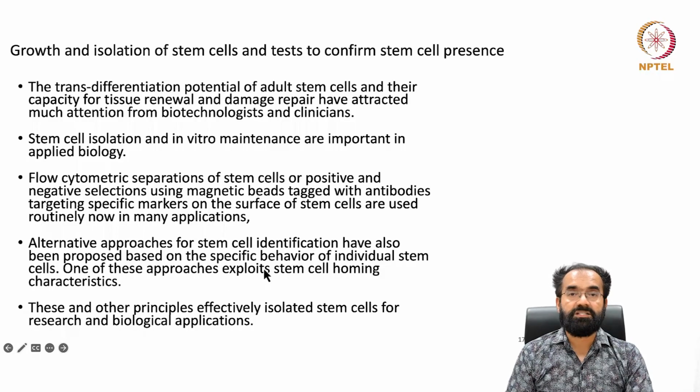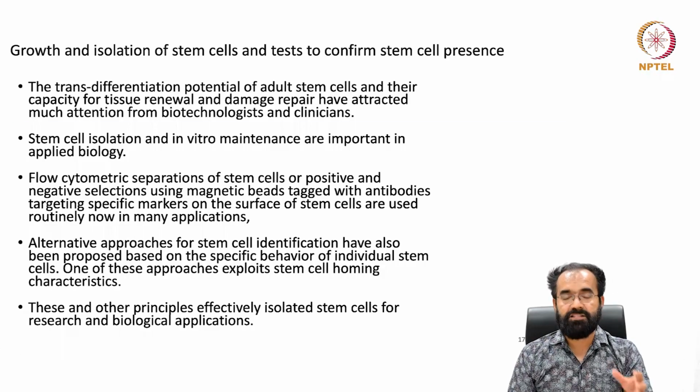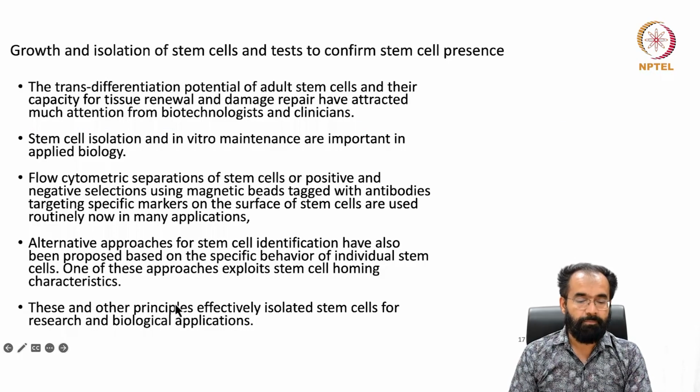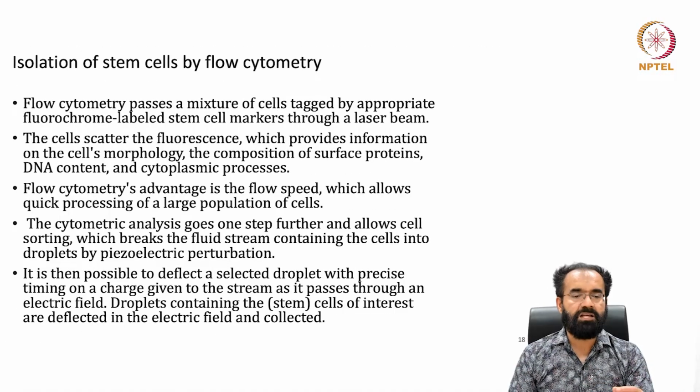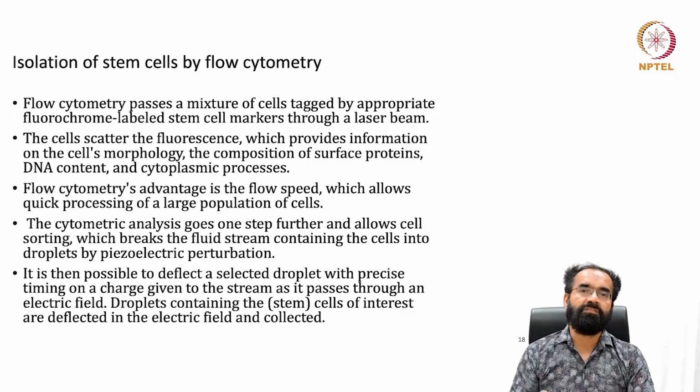Alternative approaches of stem cell identification have also been proposed, based on specific behavior of individual stem cells. One of these approaches exploits stem cell homing characteristics, meaning its identity is retained in homing, or the marker genes. These and other principles effectively isolate stem cells for research and biological applications. Scientists do this based on these approaches. We will see one example, though there are multiple methods. One prevalent approach is isolation of stem cells by flow cytometry.